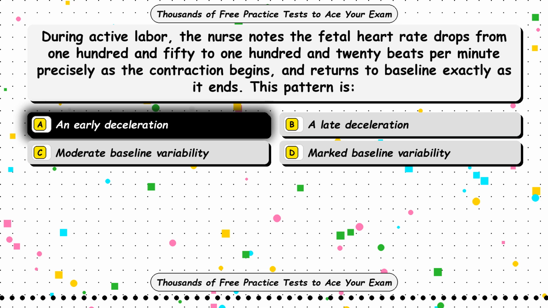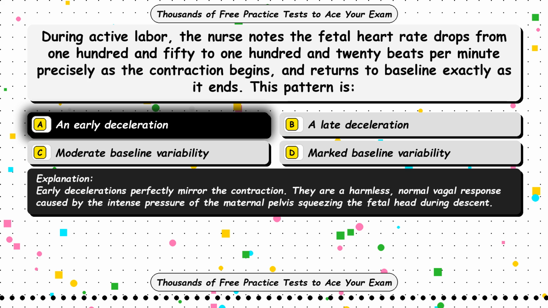The correct answer is option A, an early deceleration. Early decelerations perfectly mirror the contraction. They are a harmless, normal vagal response caused by the intense pressure of the maternal pelvis squeezing the fetal head during descent.